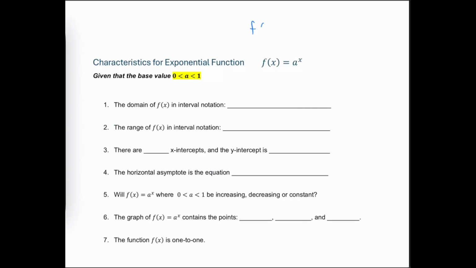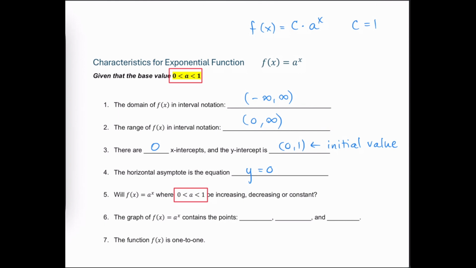So when we're looking at an exponential function where the initial value is equal to 1, and the growth factor is a fraction in between 0 and 1, we can say that the domain is going to be all real numbers. The range was from 0 to +infinity. We didn't have any x-intercepts, and that was because there was a horizontal asymptote at the line y is equal to 0. The y-intercept was 0, 1, which was corresponding to the initial value. A key takeaway here is that when the growth factor is a fraction, we're going to end up with a decreasing exponential function, not increasing or constant.